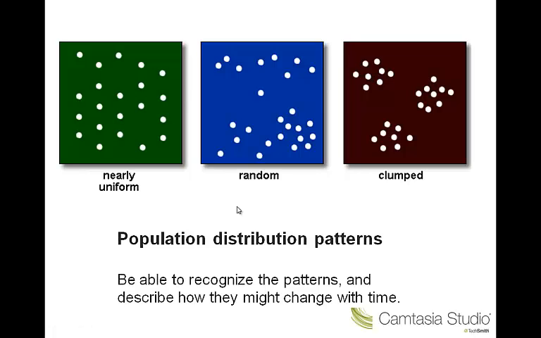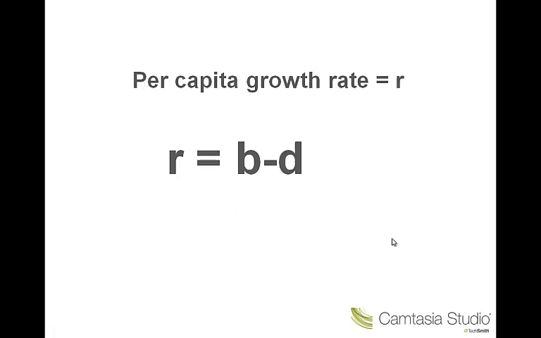Population distribution patterns. We're going to watch a video on this. Nearly uniform, random, and clumped. Again, these are pretty obvious. All right, here we go.